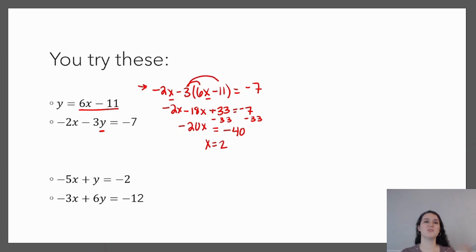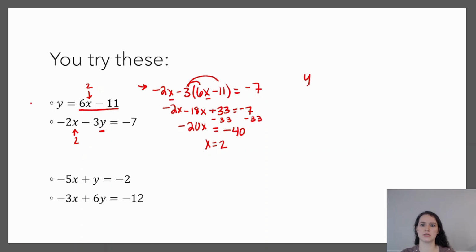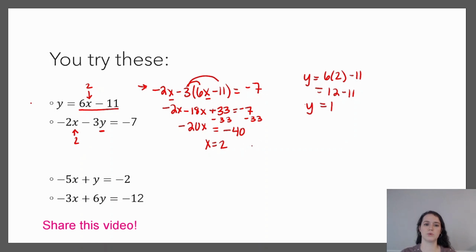Okay. You can plug it in again, either top or bottom. So you can either plug in the 2 here or plug in the 2 to the bottom. I'm going to do the top one because it just looks easier because y is already isolated. So if I do 6 times 2 minus 11, that's just a simple problem here. 12 minus 1, 11, excuse me, equals 1. So y equals 1. And again, you can write that as a coordinate point.